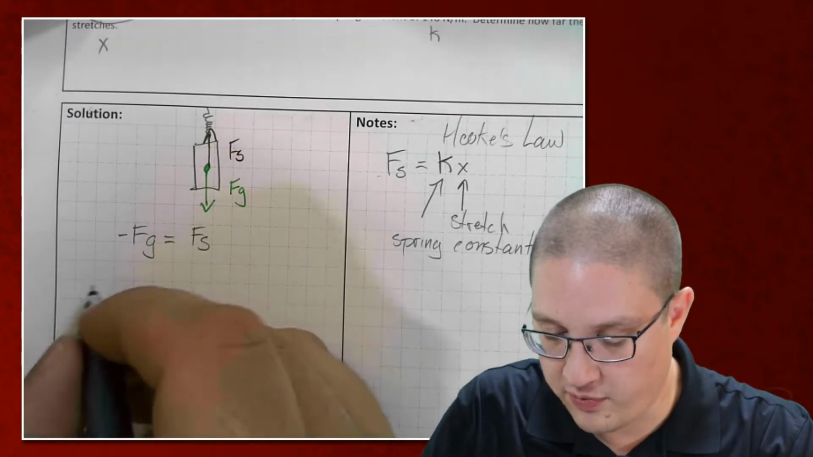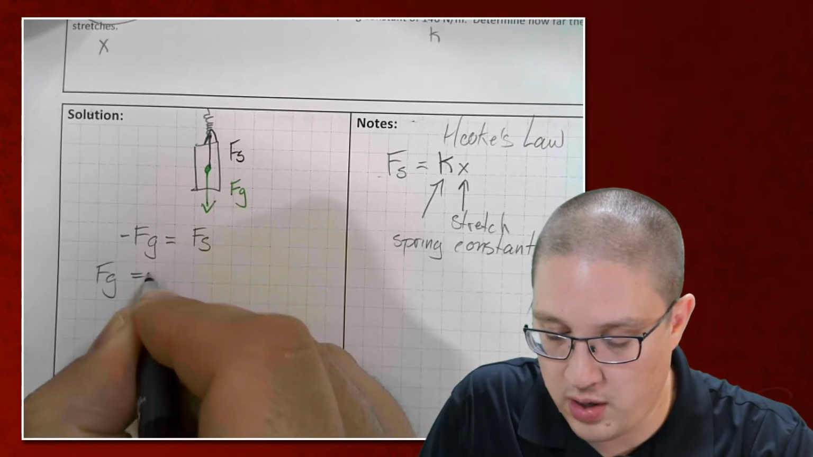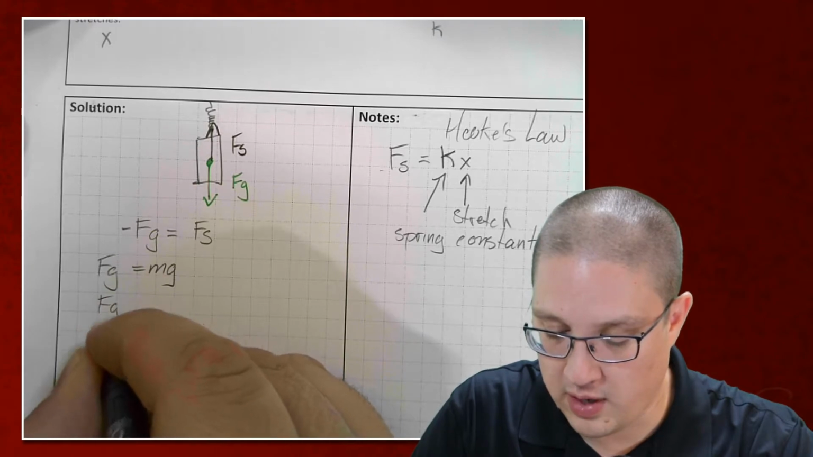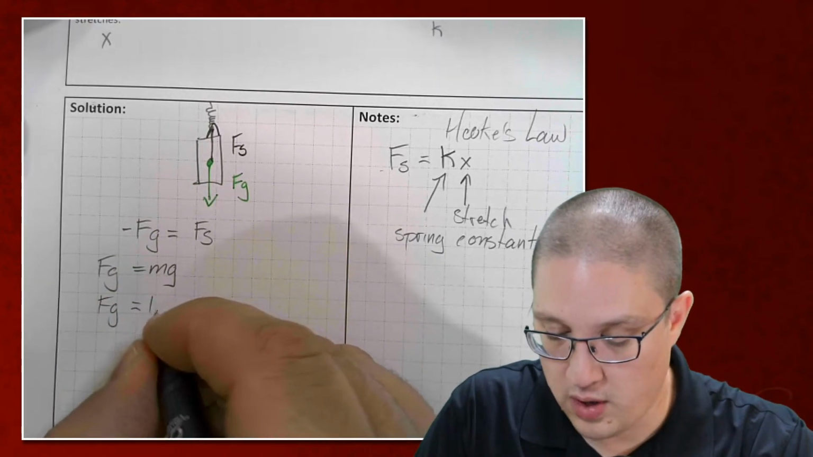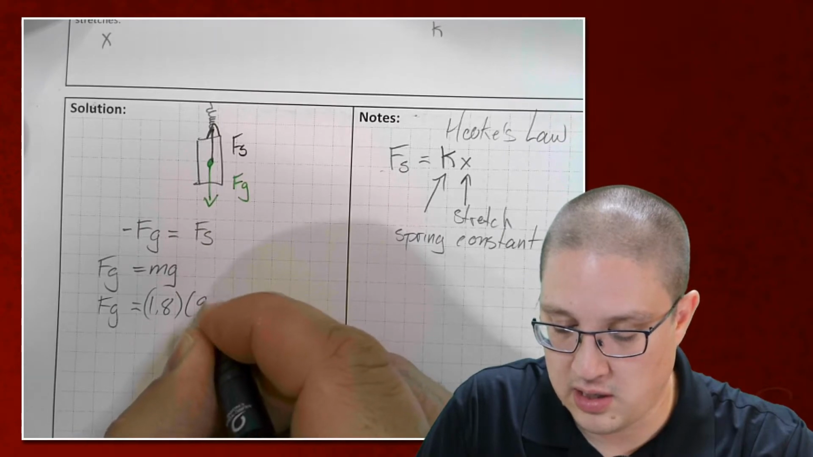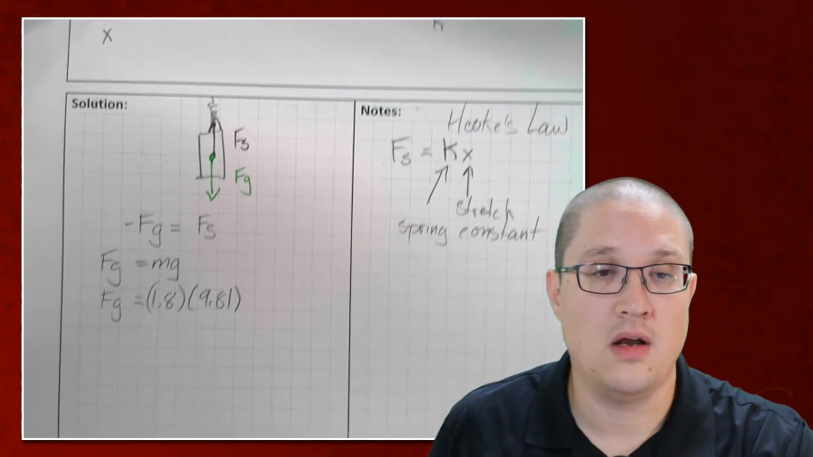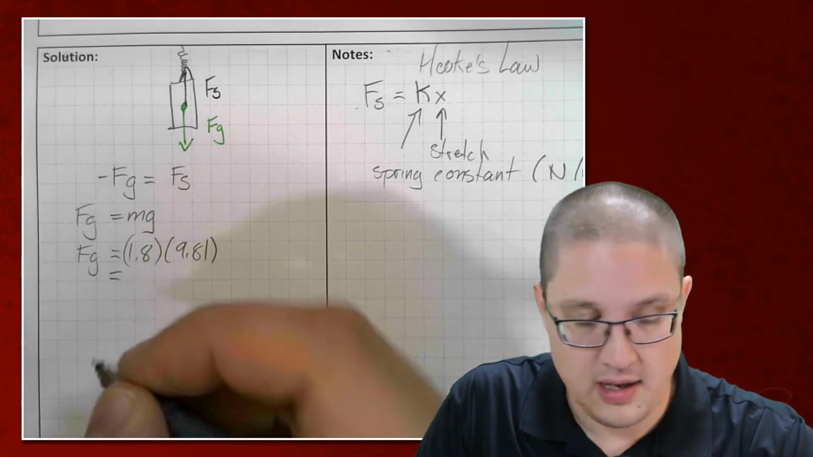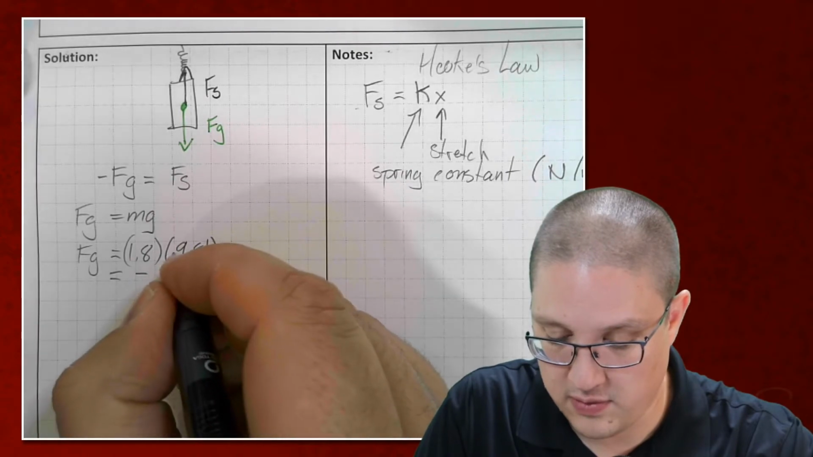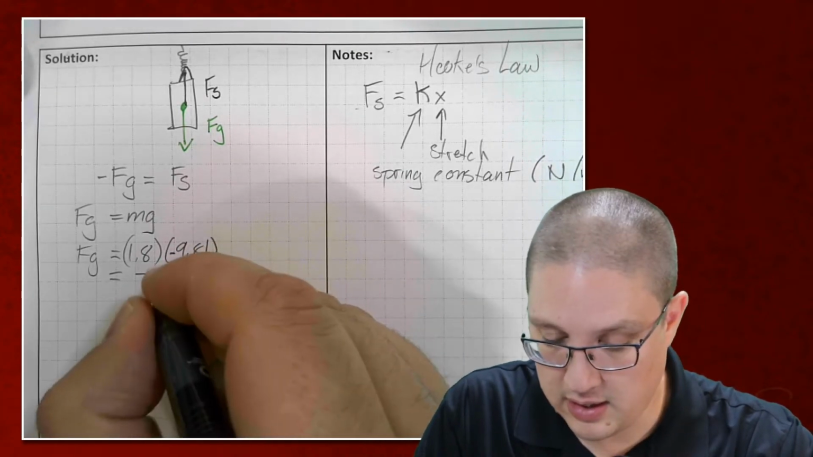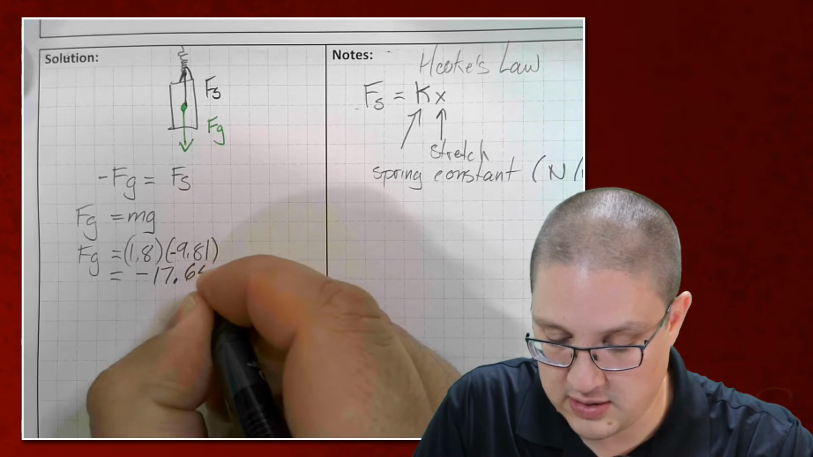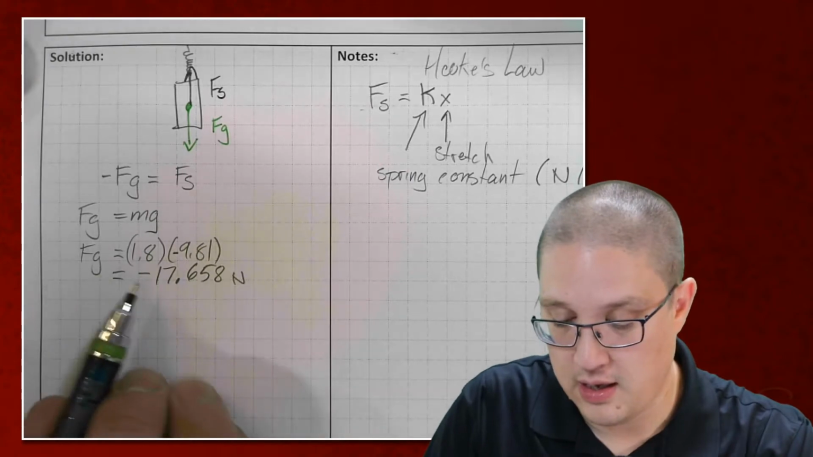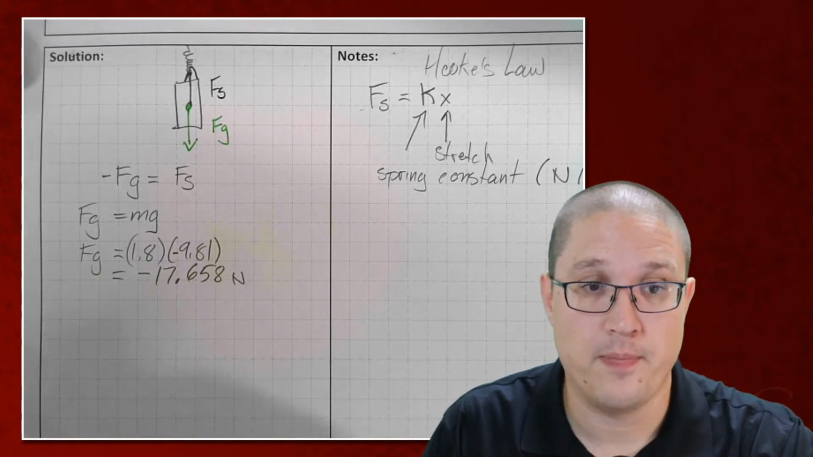So let's figure out my force due to gravity. That one I already know is mass times gravity. So my force due to gravity is going to be 1.8 kilograms times 9.81 for gravity on Earth. That then works out to negative 17.658 newtons. There's my force due to gravity, negative because it is down.